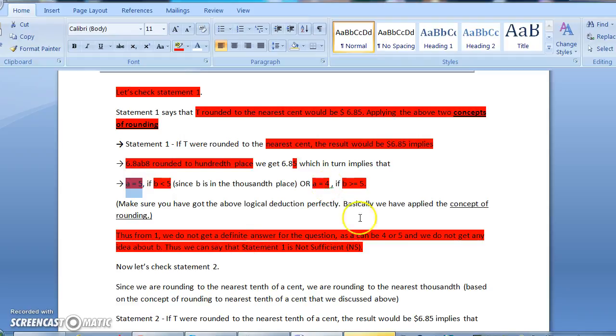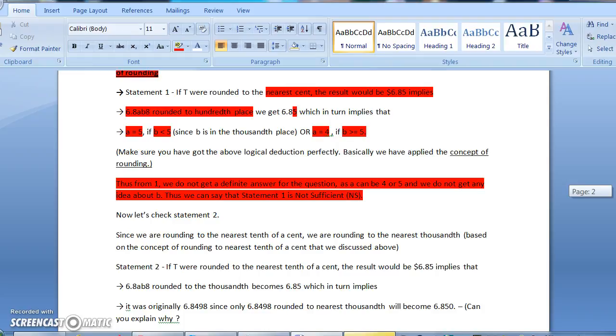Moreover, we do not get any idea about B at all. B could be anything. Hence, we say that statement 1 is not sufficient to answer this question, because as you know from GMAT, a statement is sufficient only if we get a definite answer to the question. Great. So that takes care of statement 1.